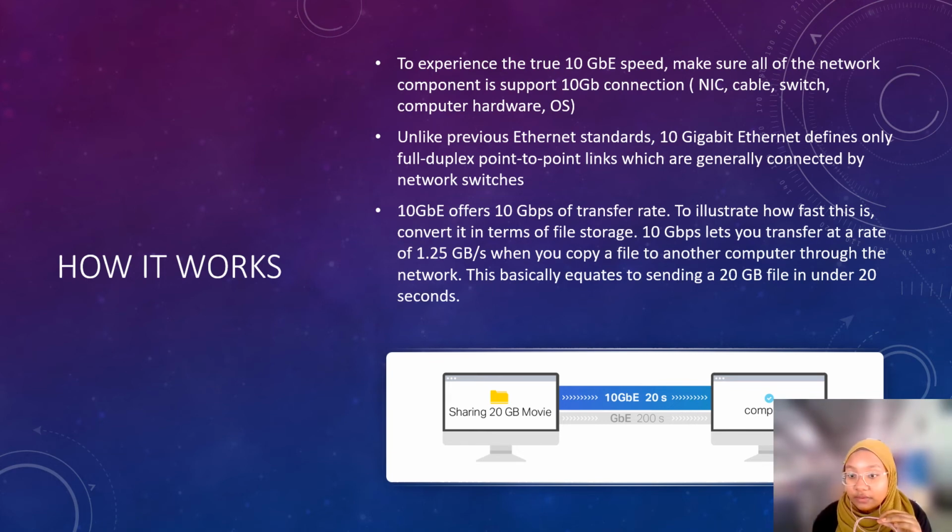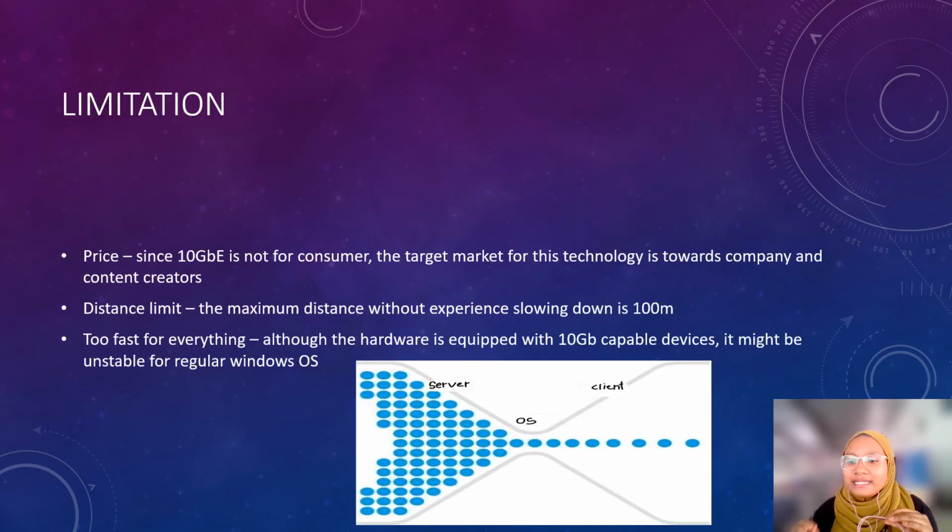10 gigabit Ethernet offers 10 Gbps of transfer rate. To illustrate how fast this is, convert it in terms of file storage. 10 Gbps lets you transfer at a rate of 1.25 gigabytes per second when you copy a file to another computer through the network. This basically equates to sending about a 20 gigabyte file in under 20 seconds, and wow, it's quite fast. So what is the limitation?